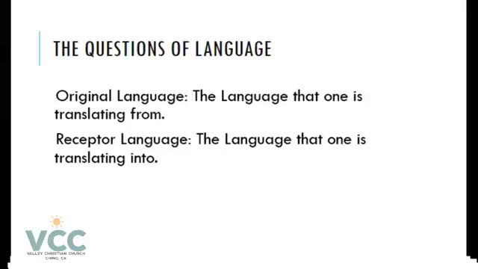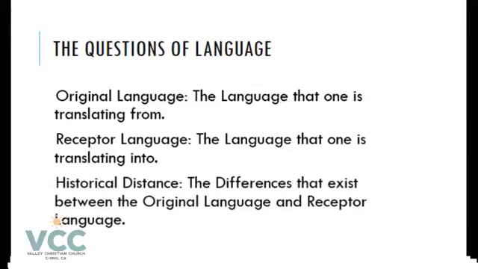Or, again, you could go back and say that there's some Latin for the New Testament and the Old Testament if you're translating from the Septuagint. So that's another issue as well. However, Latin is also a receptor language. It's a language that one is translating into. So if you're translating from the Latin, it's already been translated once. So you're translating from a translation. Just keep that in mind. Then there is a historical difference, and that's the differences that exist between an original language and the receptor language. And we're going to talk about what some of those distances might be.